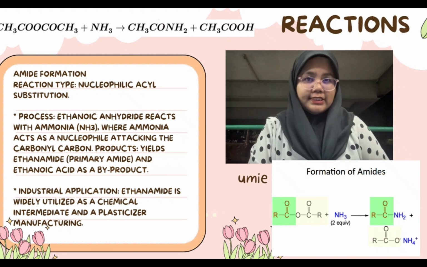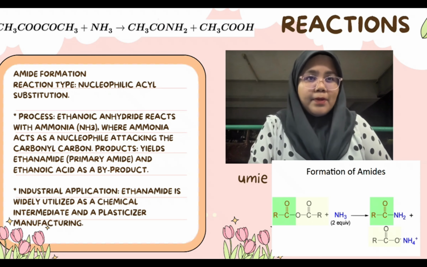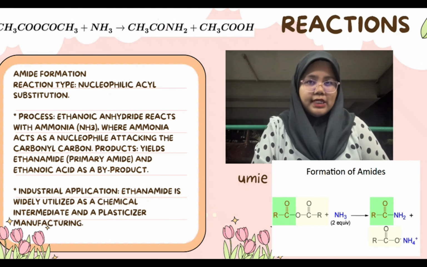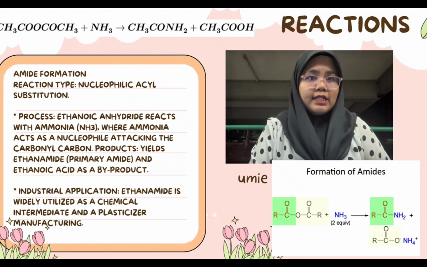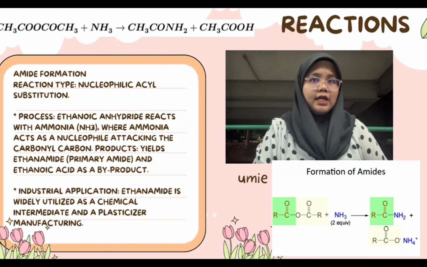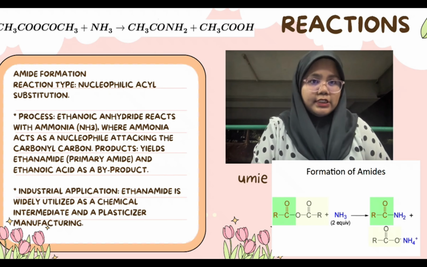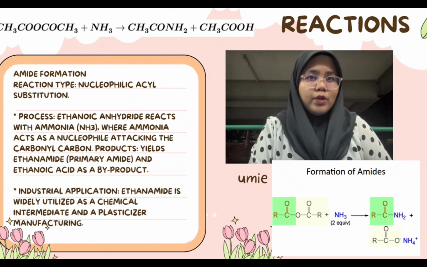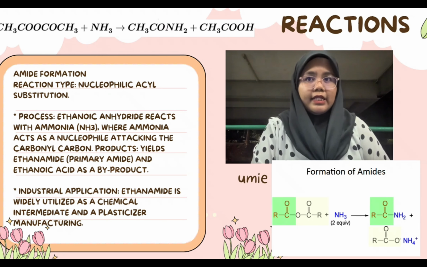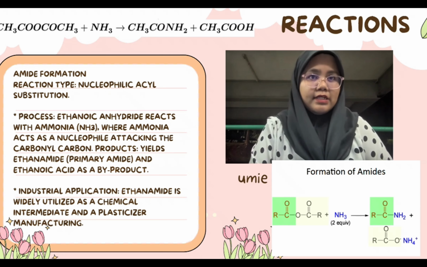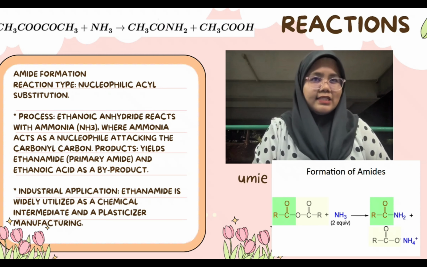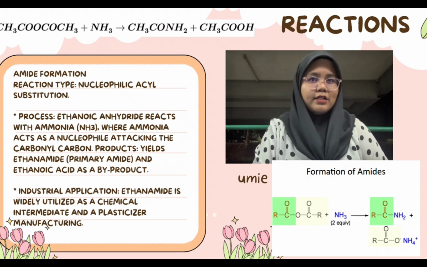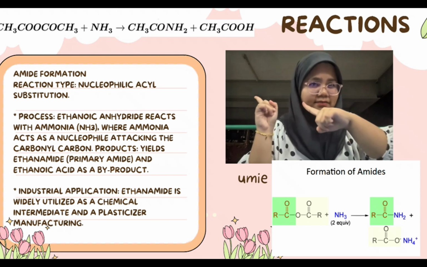The second reaction is amide formation, or amidation. In this process, ethanoic anhydride reacts with ammonia. Ammonia acts as a strong nucleophile and attacks the electrophilic carbonyl carbon. This reaction yields a primary amide known as ethanamide, which is an important intermediate in the chemical industry, and again, ethanoic acid is released as the byproduct. This is the chemical equation for the synthesis.